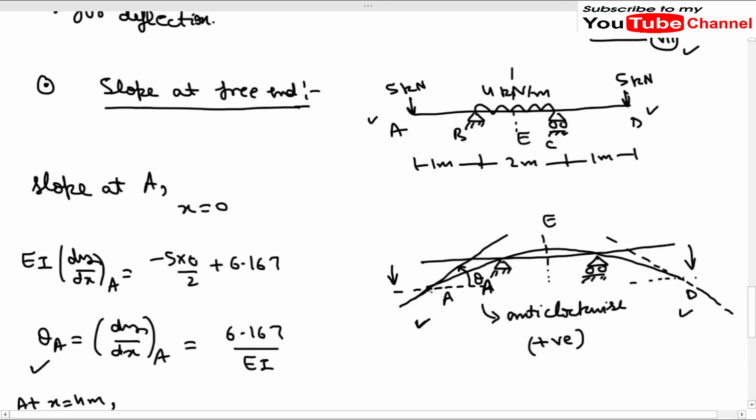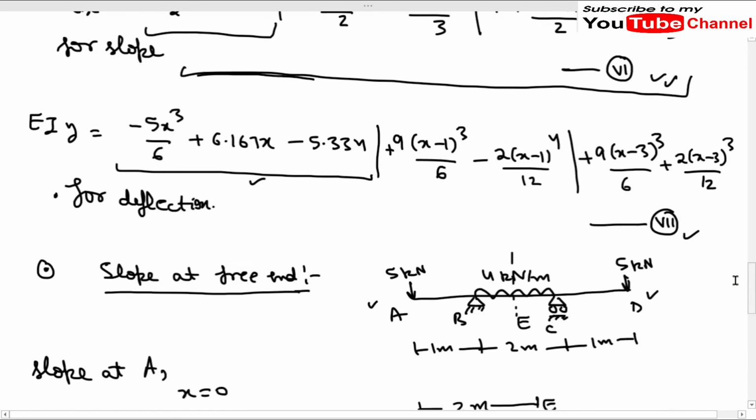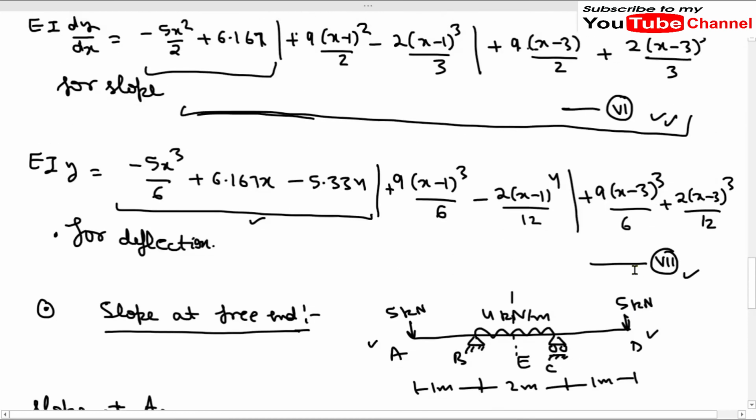At A and at D we have found out the deflection. We just have to find out the deflection at E, and if this value is more than the deflection at A and D, then the deflection is maximum at E, otherwise the deflection is maximum at A and D. Let us find out the value of deflection at E. The distance of E is 2 meters, because it is in the mid of the beam.